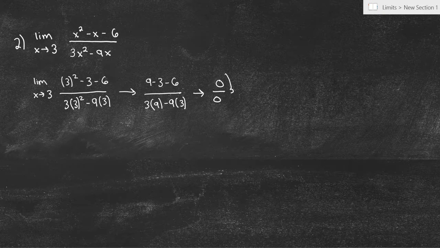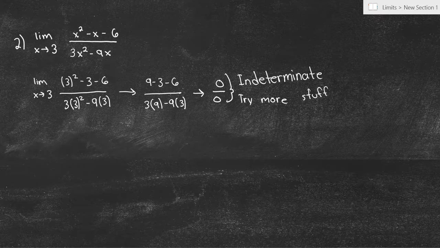This is what we call indeterminate form. When you see an indeterminate form, when you see 0 over 0 or something, just say in your head, you've got to try more stuff. The limit is not necessarily 0. You just have to keep going and find some other way to simplify the function. If you see indeterminate, you've got to do something else.